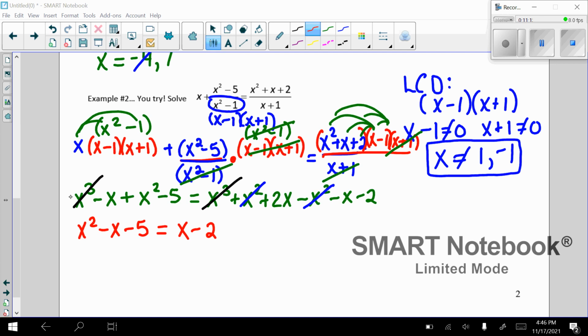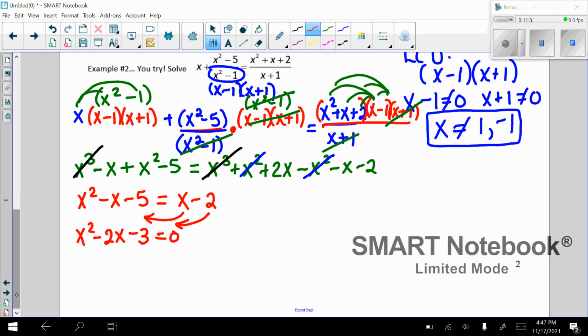So again, we're down to a quadratic equation, so we're going to solve this. We're going to move over our x, and we're going to move over our 2. So we'll subtract x and add 2, which gives us x squared minus 2x minus 3 equals 0. And we're going to factor that. So we need two numbers that multiply to equal negative 3 and add to equal negative 2. I hope you got this one quickly. It should be negative 3 and positive 1. And when we solve those, we get 3 and negative 1 for our solutions.